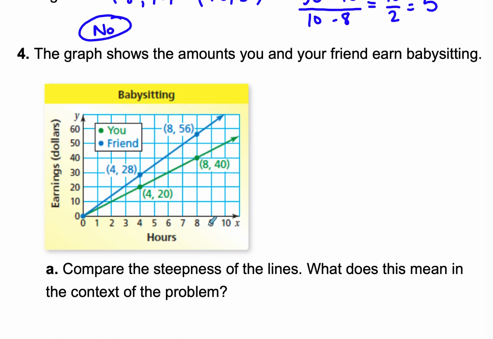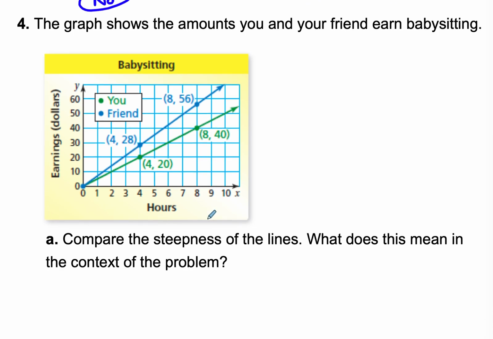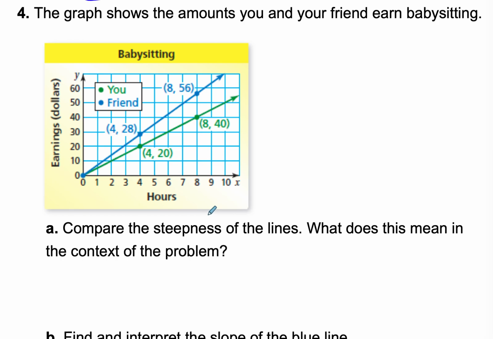The graph shows the amounts you and your friend earn babysitting. So for part A, it says, compare the steepness of the lines. What does this mean in the context of the problem? All right, so mine is green. My friend's is blue. The friend's is steeper. And in terms of the problem, that means my friend earns more money per hour. So that's what I'm going to put.